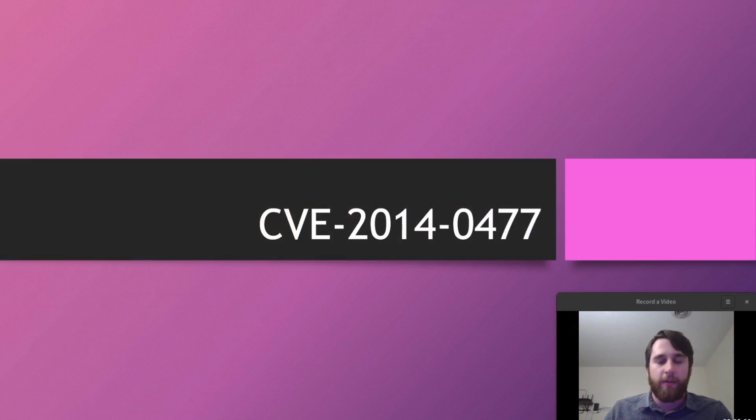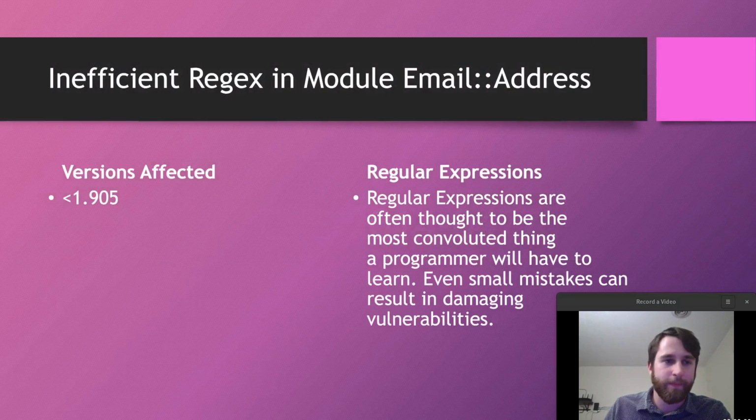So the second common vulnerability and exposure that I covered was 2014-0477. This one covers inefficient regular expressions in a certain Perl module dealing with email addresses.